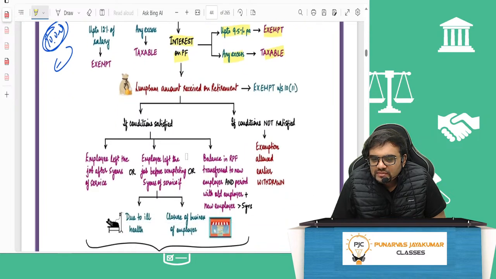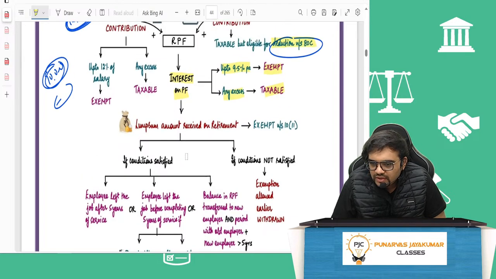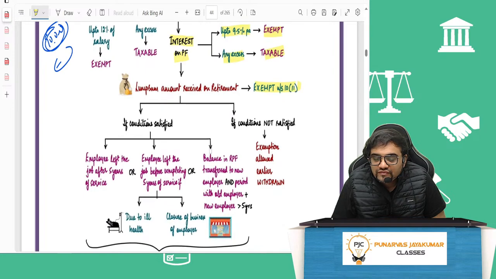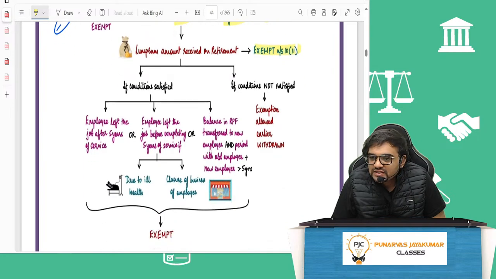Any lump sum amount that you finally receive in the end is exempt under 10(11) if four conditions are satisfied. Condition number one, the employee should have left the job only after 5 years of service. If you leave before 5 years and take out the PF, what will happen? Taxable. Second, the employee has left the job before completing 5 years only due to his ill health, or the company, the business, only closed down.